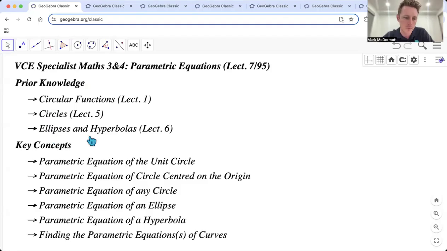So there are some of the relations that we're going to be defining parametrically. Some of the key concepts that we're going to cover are parametric equations of the unit circle, parametric equation of a circle centered on the origin, then the equation of any circle, parametric equation of an ellipse, a hyperbola, and then how we can find the parametric equation of any curve.